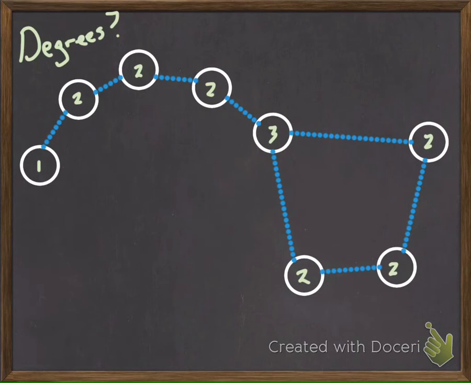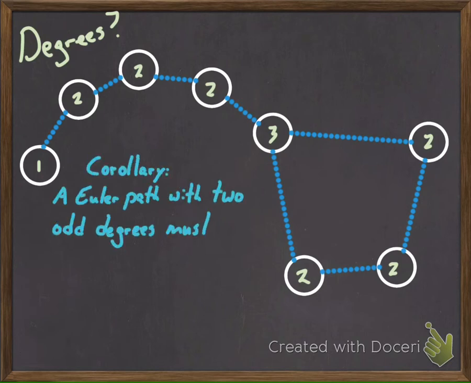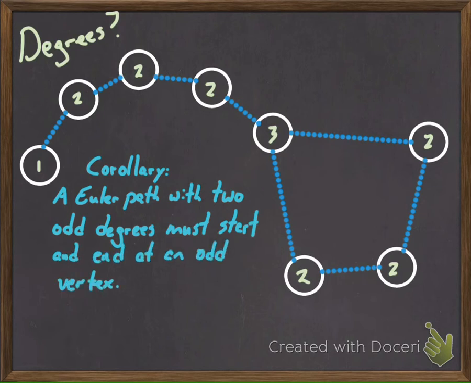But I wanted to add one special thing about that theorem that we just saw. Here's the corollary: if there's an Euler path with two odd degrees, it must start and end at one of the odd vertices. So let's think about this. There are only two odd vertices here. There's 1 and 3. So that means our path has to start here or here. We can't start our path here, here, or here.